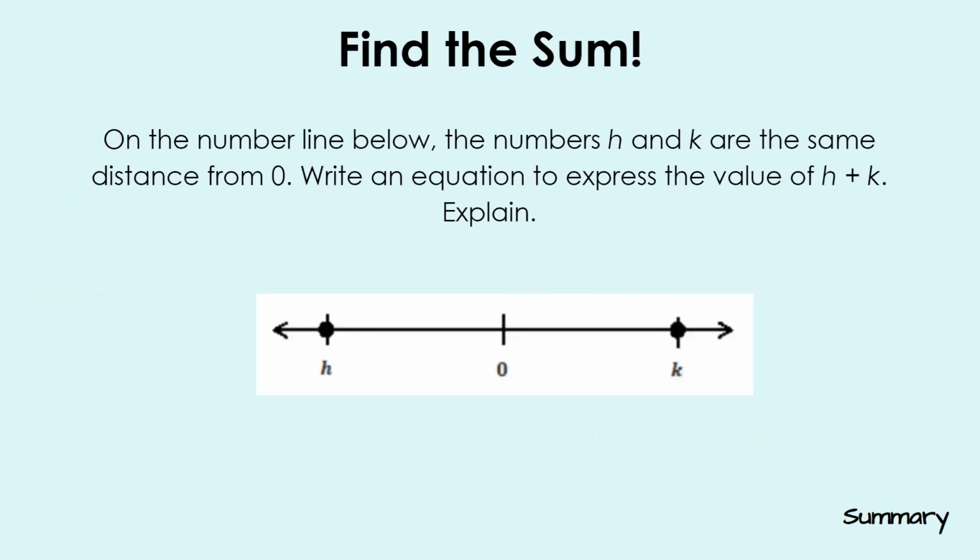To summarize today, on the number line below, the numbers h and k are the same distance from 0. Write an equation to express the value of h plus k and explain it. Once again, you can jot this down on your notes in Google Classroom.